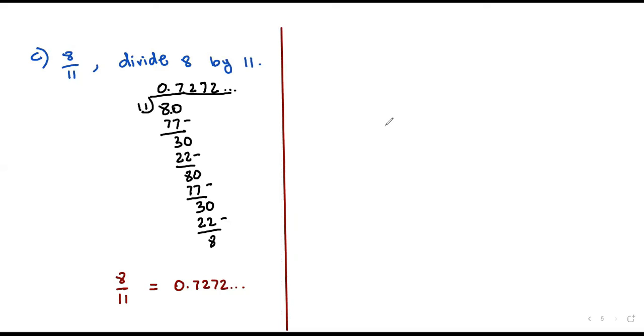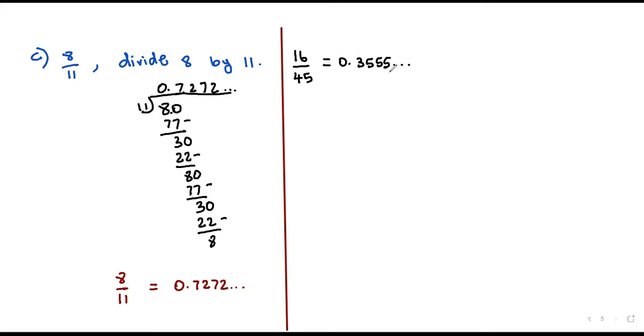When we use this method of dividing, let's say we have a fraction like 16 out of 45. We use the same method as dividing 8 by 11. Here we divide 16 by 45. We will get 0.3555 repeating. You see, for this one, 3 is not repeating, but 5 is repeating endlessly.